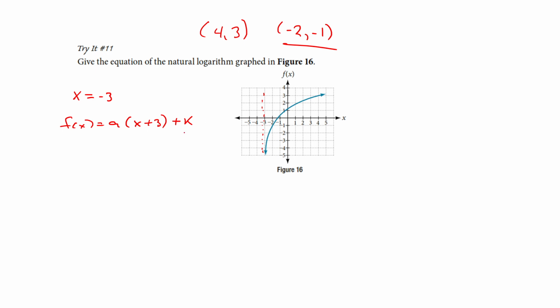So I'm going to plug this in. Oops, this isn't right. Hold on, sorry. I did this when I worked it myself too. Log of x plus 3 plus k. Okay, now I'm going to plug these in. I don't know a.